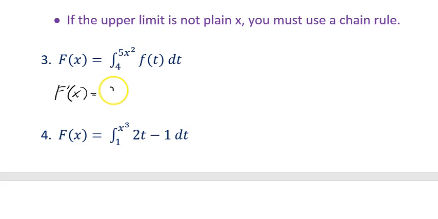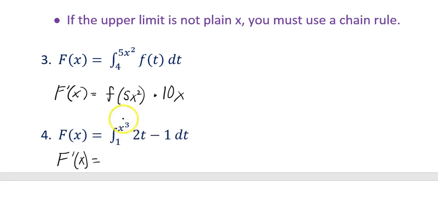And so this is going to become f of 5x squared. But because we're taking a derivative and what we plugged in was not plain x, you have to multiply by the derivative of that limit, which would be 10x, just like a chain rule. Okay, so that was the generic form. Number 4 has an actual function in there.